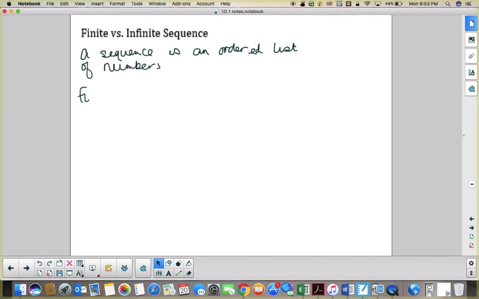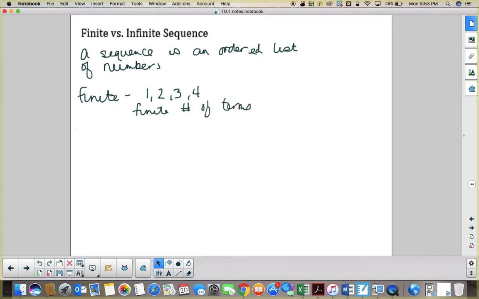and finite has a finite number of terms. Okay, so you have a finite, it ends. So you might think, let's see, maybe 1, 2, 3, 4, and it ends right there. There's no more, it's done. So you have a finite number of terms.